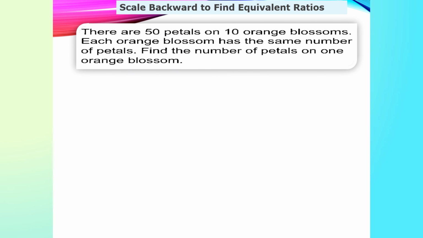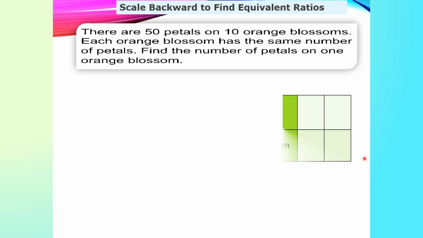Now we're going to be scaling backward. Scaling backward means you divide. There are 50 petals on 10 orange blossoms. Each orange blossom has the same number of petals. Find the number of petals on one orange blossom.